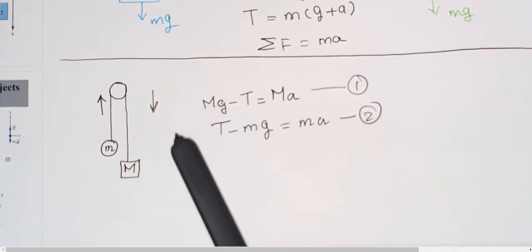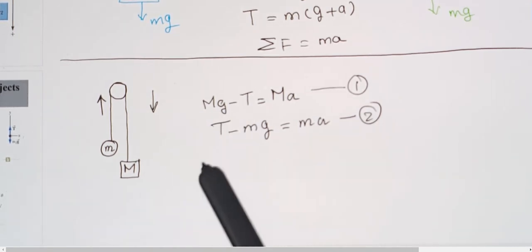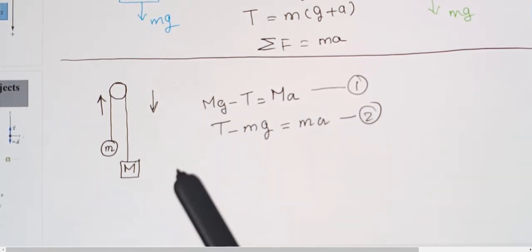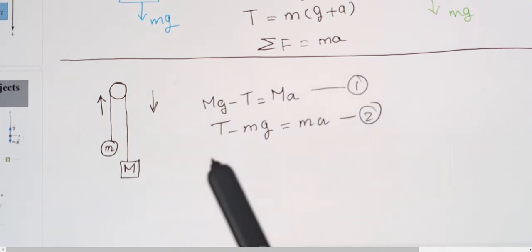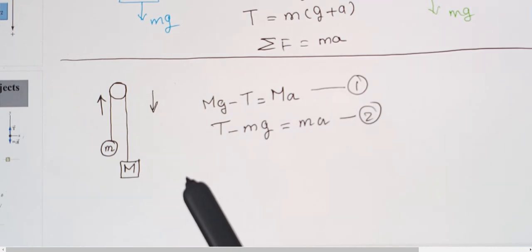The whole thing we are repeating again and again. We are applying Newton's second law. F net is equal to ma. So there is motion with acceleration.